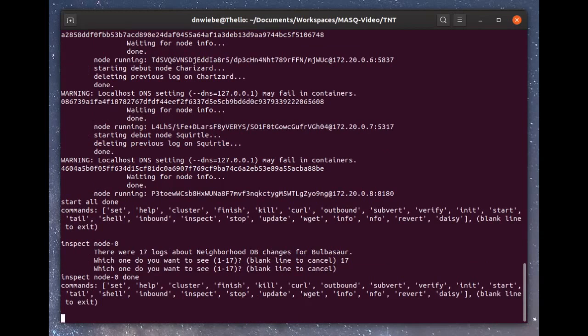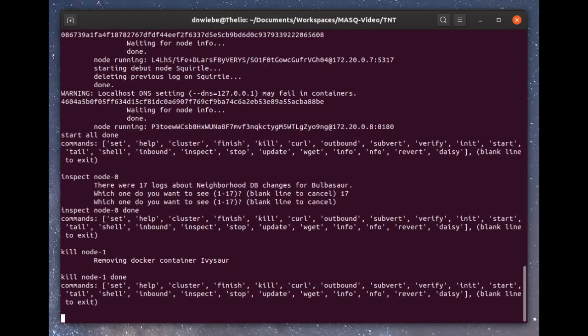It says, okay, so what do you want me to do? I want you to kill node-1. And I know it's node 1 because the IP address was 3, so that must mean node 1 has IP address 3. So there we go.